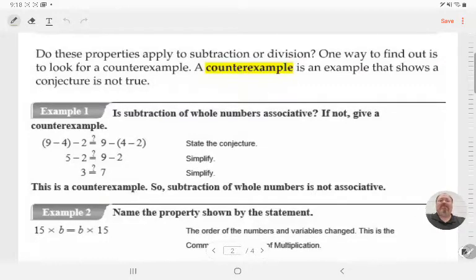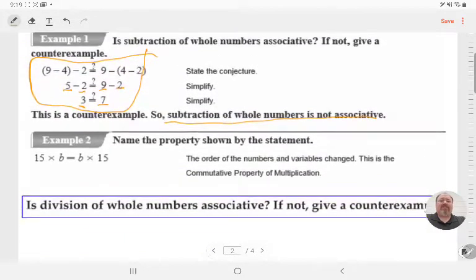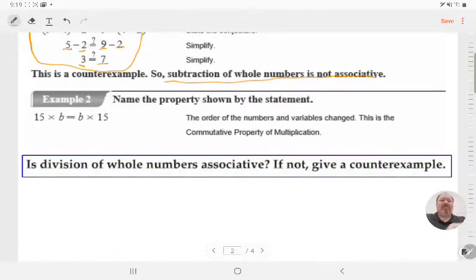So let's take a look. If we did our parentheses, we have 5 minus 2, which would be 3. With the other parentheses, 4 minus 2 is 2, so 9 minus 2 is 7. So they do not equal. So this is a counterexample. So subtraction of whole numbers is not associative. Okay? So to answer that problem, I would have to supply a counterexample and then state that it is not associative.